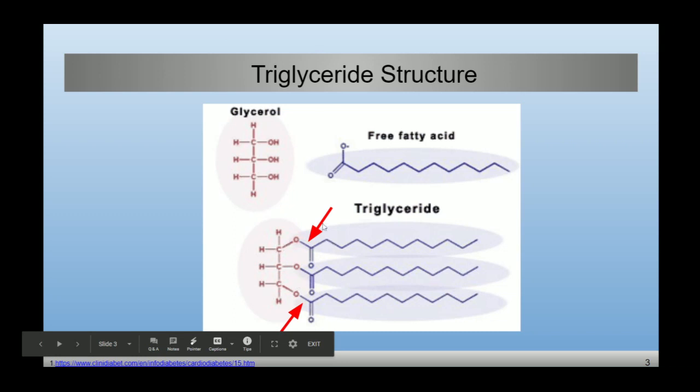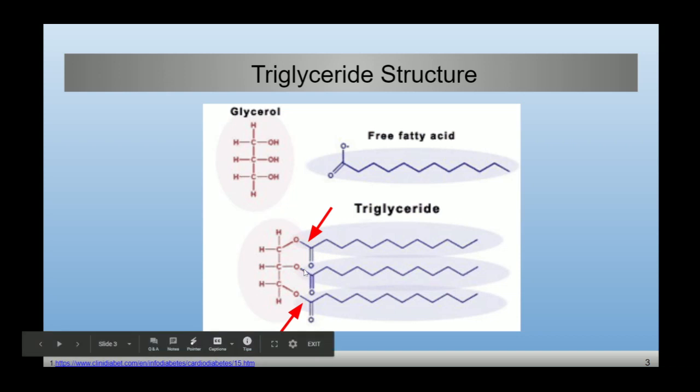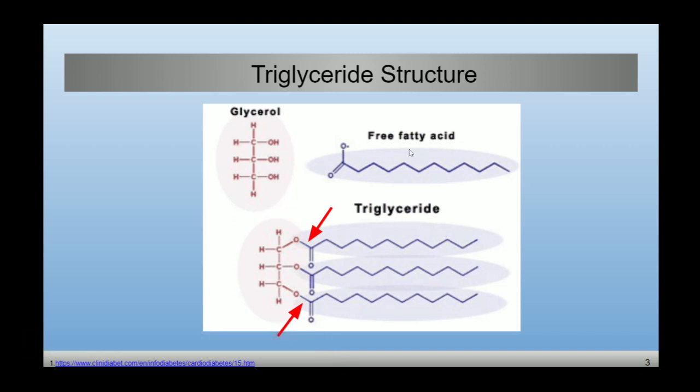Now, the red arrows are pointing to what we call the ester linkages. The ester linkages link the glycerol backbone to the fatty acid chains. So this is one of the linkages or bonds, and this is one of the bonds. The other thing to notice about the free fatty acids and the fatty acid structure in general is this carbon chain. And we'll see in the next slide some differences that could occur within these fatty acid structures.